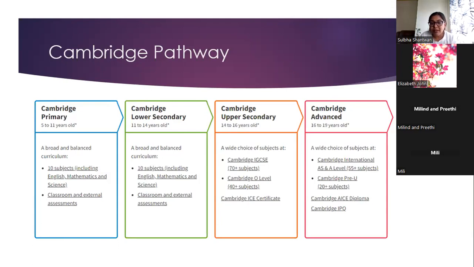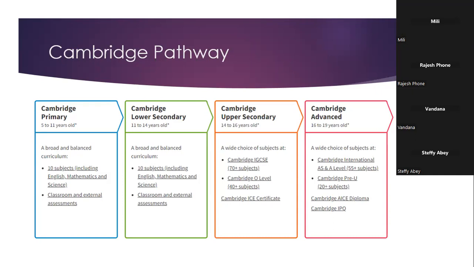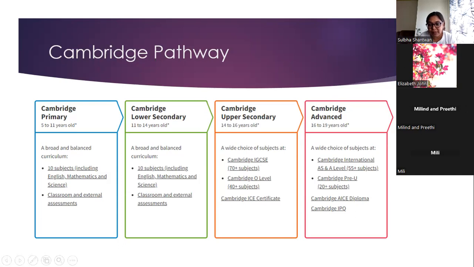The second is the Cambridge Lower Secondary, which is for age groups 11 to 14. And all your 10th standard subjects would also be taken care of over here. So they start exploring different subjects, for example, business studies and all those things. Then you have the Upper Secondary, wherein you will be taking your board exam. That is your 10th standard, which is O levels. And then you have Cambridge Advanced, which is basically your AS and your A levels.